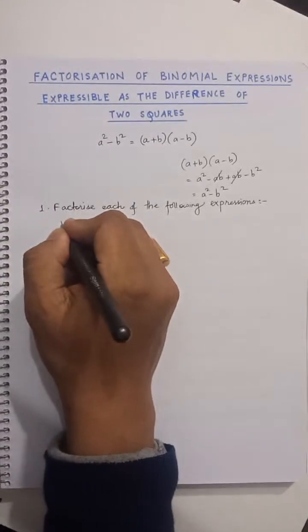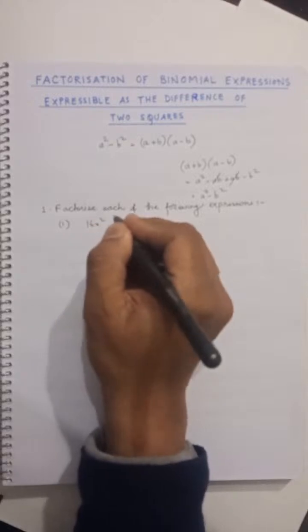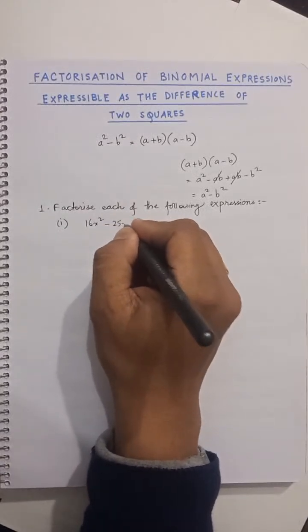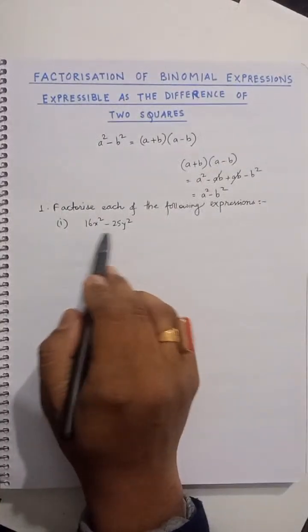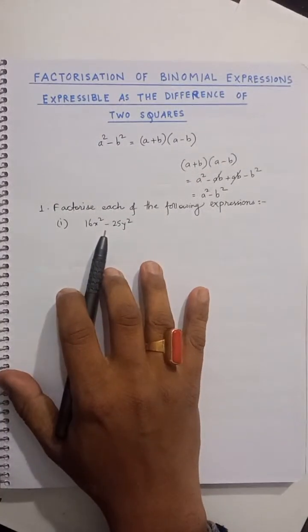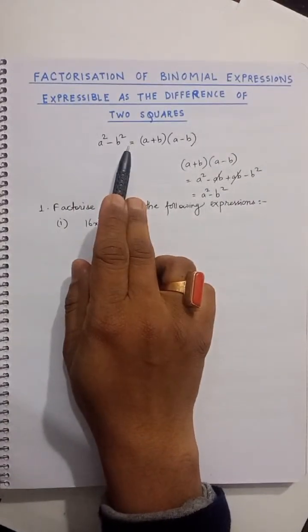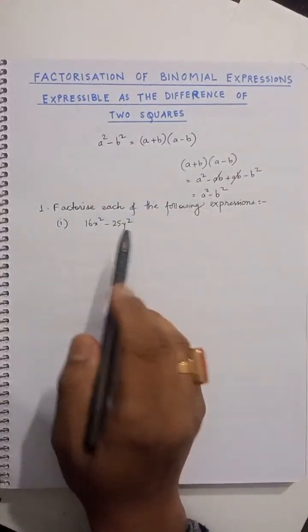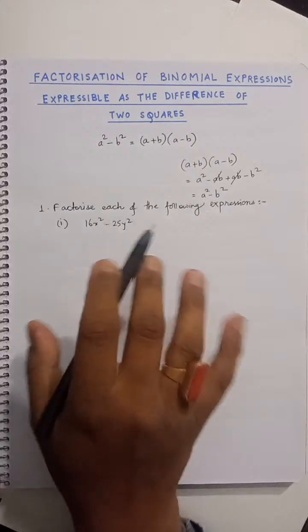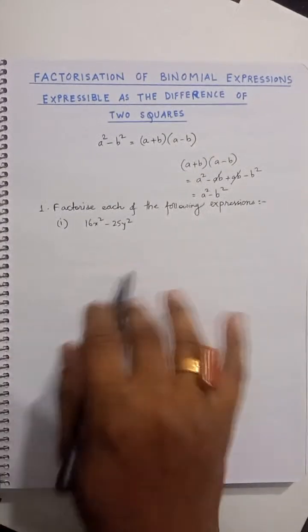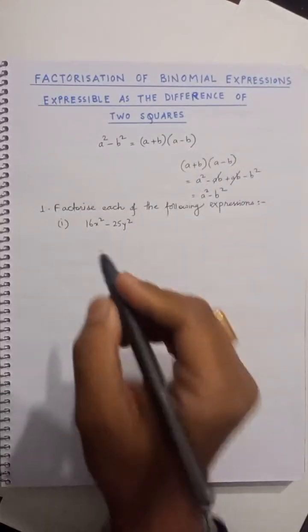So the very first expression: 16x square minus 25y square. This kind of expression, by looking at it, we can relate that it is expressible as a difference of two squares. One more interesting thing in these questions: always perfect square numbers are given. Sometimes perfect square numbers may not be given, and we will see what can be done in that case. Otherwise, most of the times we will have perfect squares.